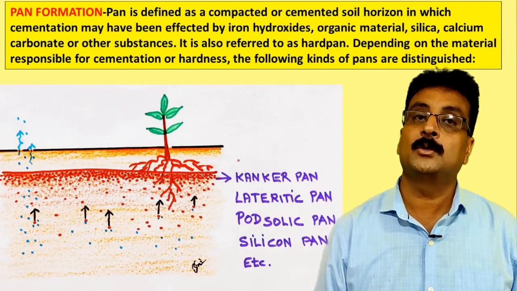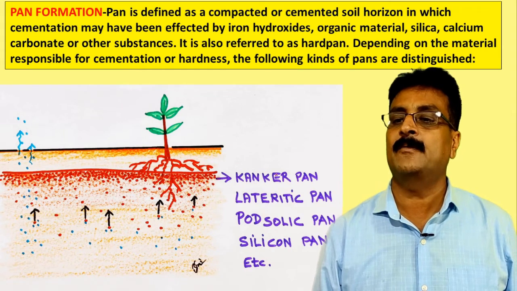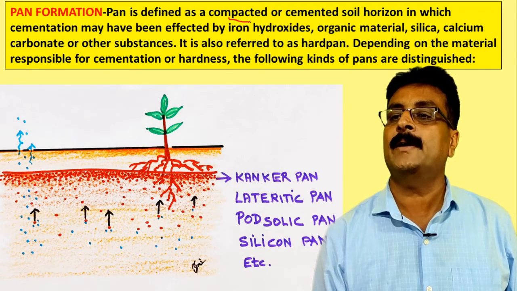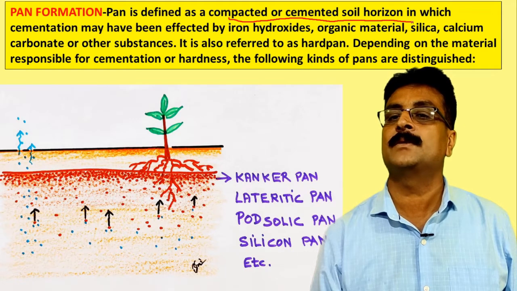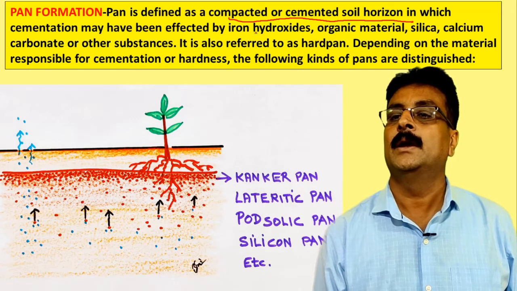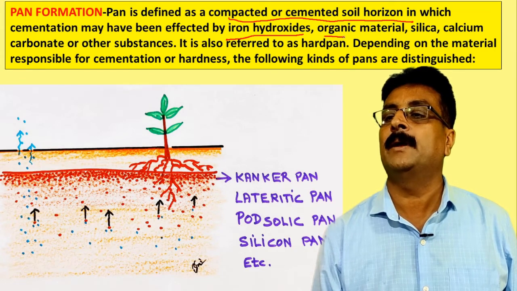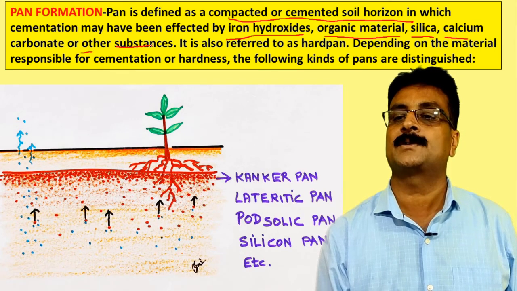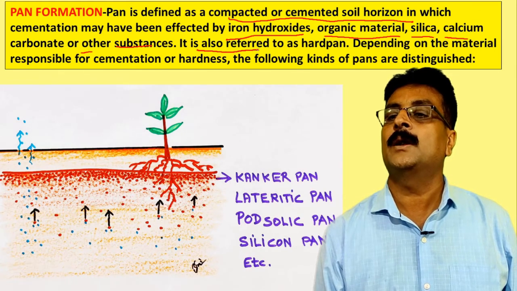On the other hand, we should also know about pan formation. There are different pan formations. Let me tell you what a pan is. A pan is actually a compact cemented soil horizon, which may be affected by iron hydroxide, organic material, silica, calcium carbonate or other substances. It is also referred to as a hard pan.